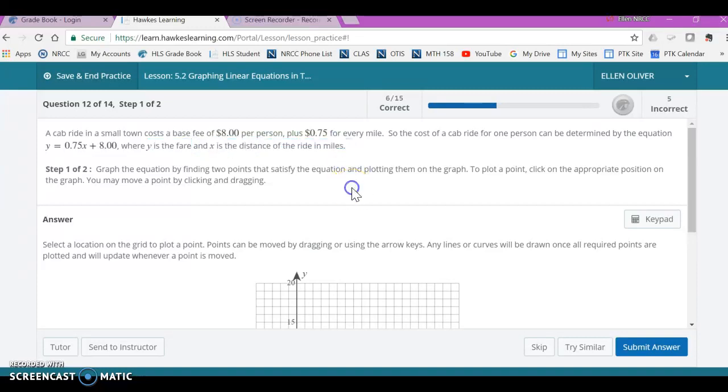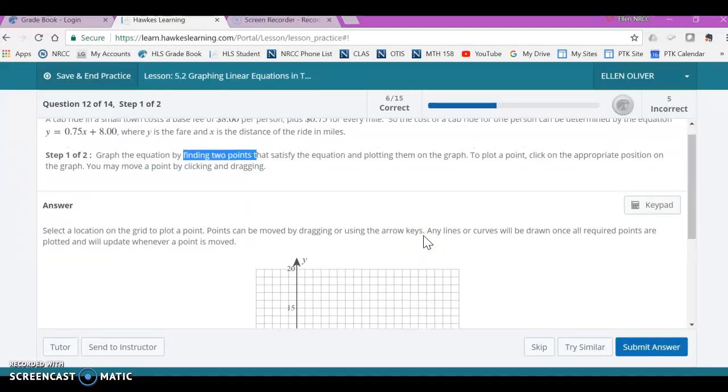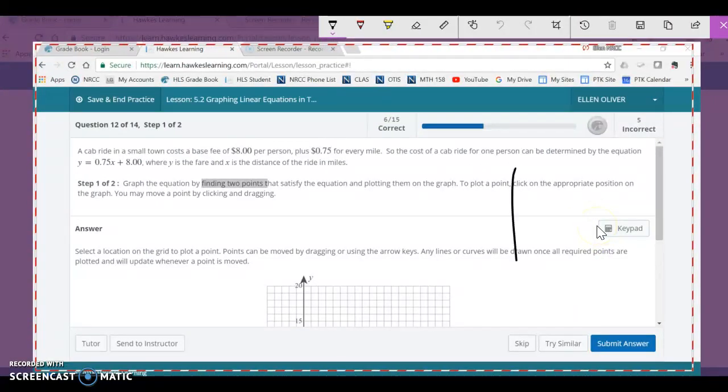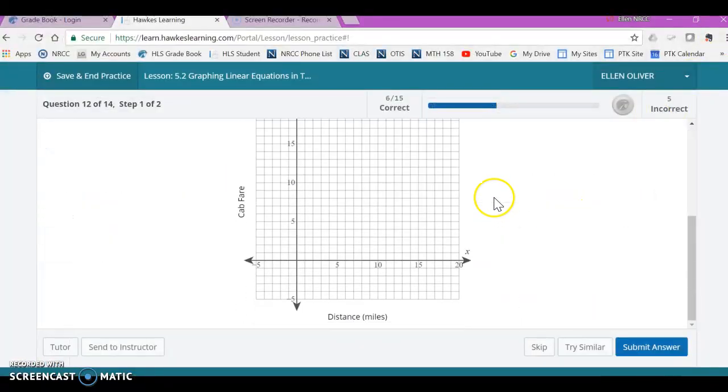So first it says find any 2 points, right? Finding 2 points. So let's do that. 0.75x plus 8. If x equals 0, that means y is going to be 8, right? Because 0.75 times 0 is 0, and 0 plus 8 is 8. Let's just plug in 1 for x. So 0.75 times 1 is 0.75, plus 8 is 8.75. So I'm going to graph (0, 8) and (1, 8.75).